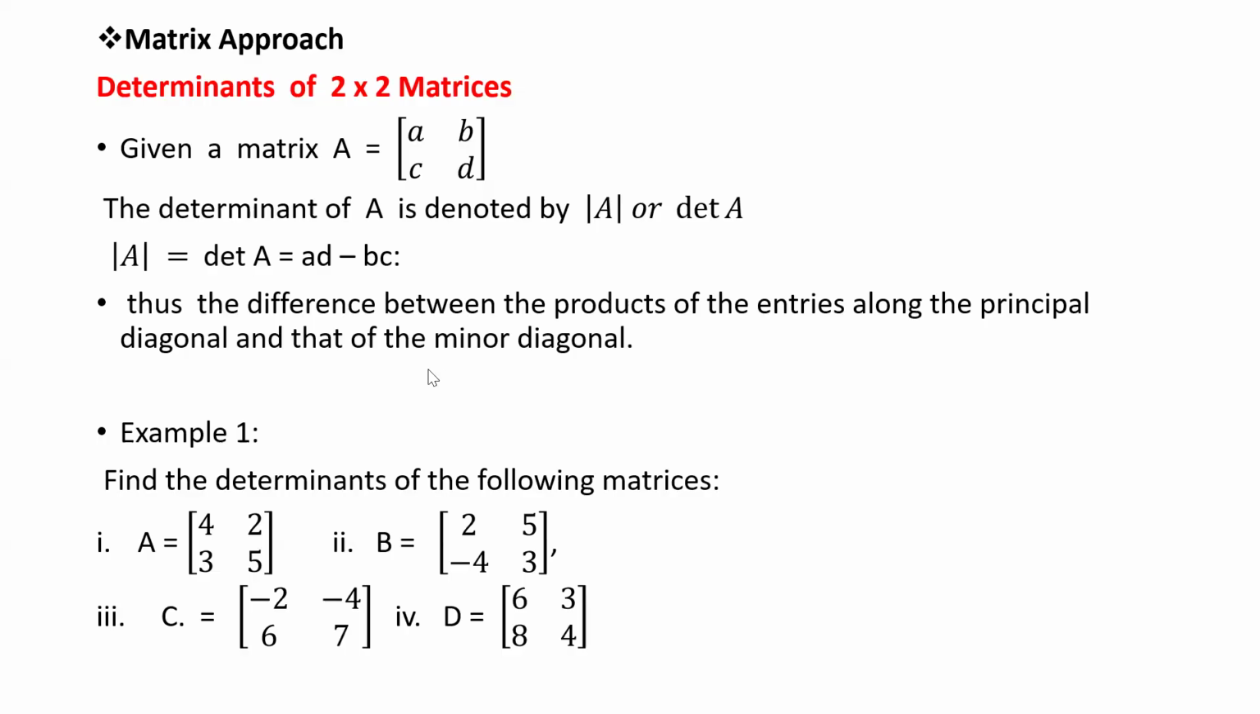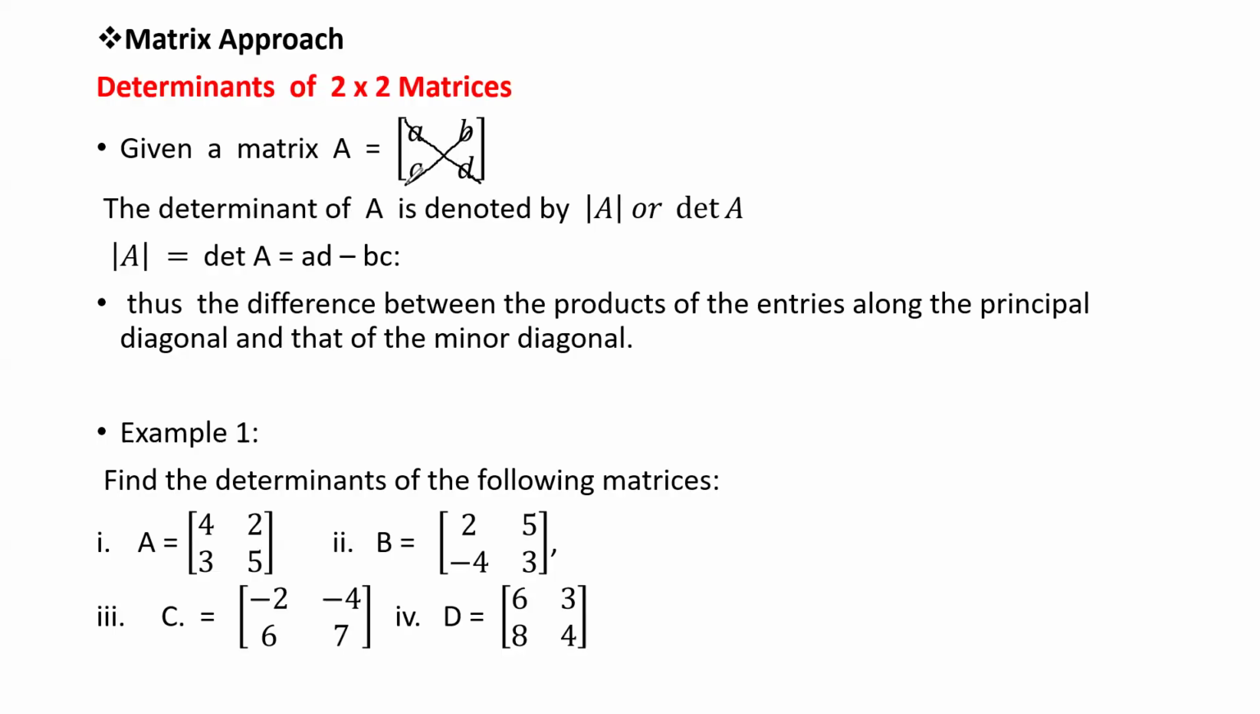We are saying that if you have a 2 by 2 determinant, that's a 2 by 2 matrix, and I want to get the determinant. I just want to get a single number out of that. So I just multiply the numbers along the diagonal. This is the principal diagonal. So this is A times D, you get AD, minus the minor diagonal, which is B times C. That's all. And then you simplify.